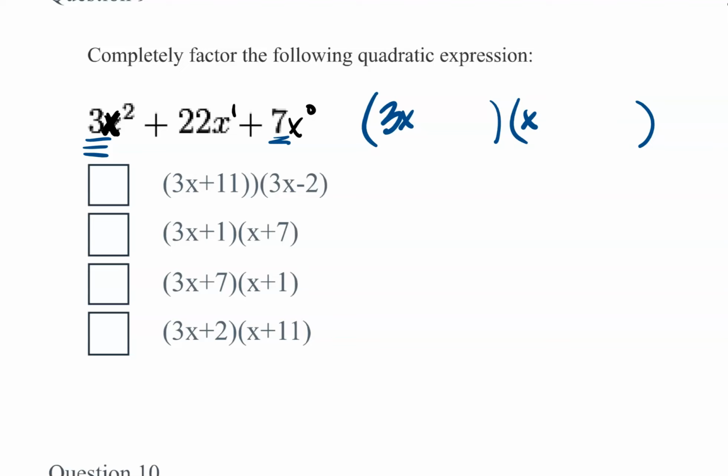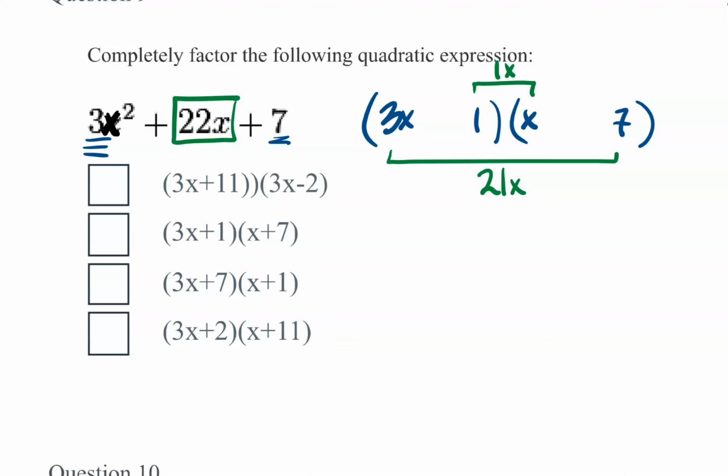We can also do the same thing here with the 7 at the end. 2 numbers that multiply to make 7. There's only 2 of them, a 1 and a 7. So that's our guess. Now comes our check. In our check, we're foiling things together. We're looking at the outside products, that's a 21x, and the inside products, which are 1x. Can 21x and 1x combine to make 22x?